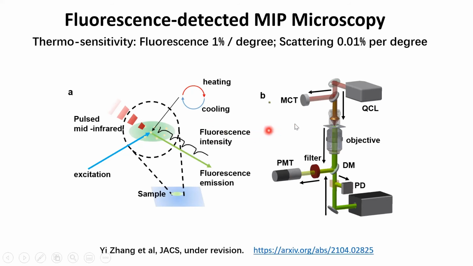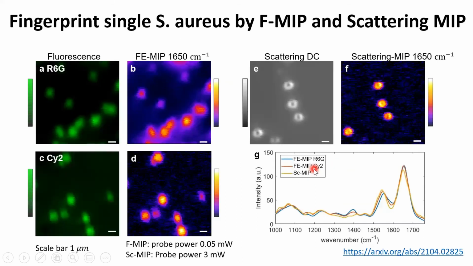So with this, we built a setup. It still uses the QCL laser and a photodiode to measure scattering, but we can also use a PMT to measure fluorescence. Of course, we have to label the sample. We got some preliminary data. This is cells labeled with rhodamine. You can do a fluorescence image, but also this fluorescence-detected MIP, and you can scan the laser and get the fingerprint.